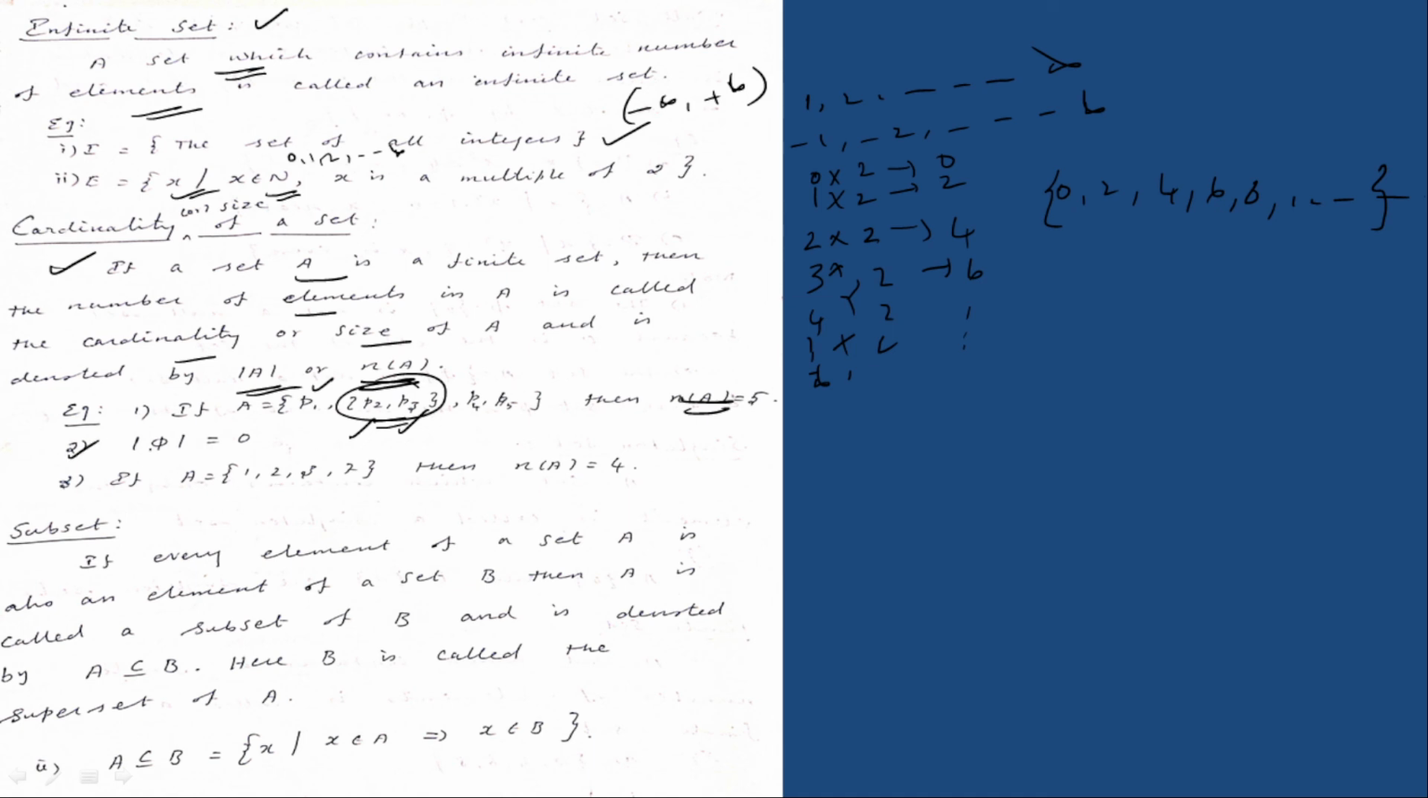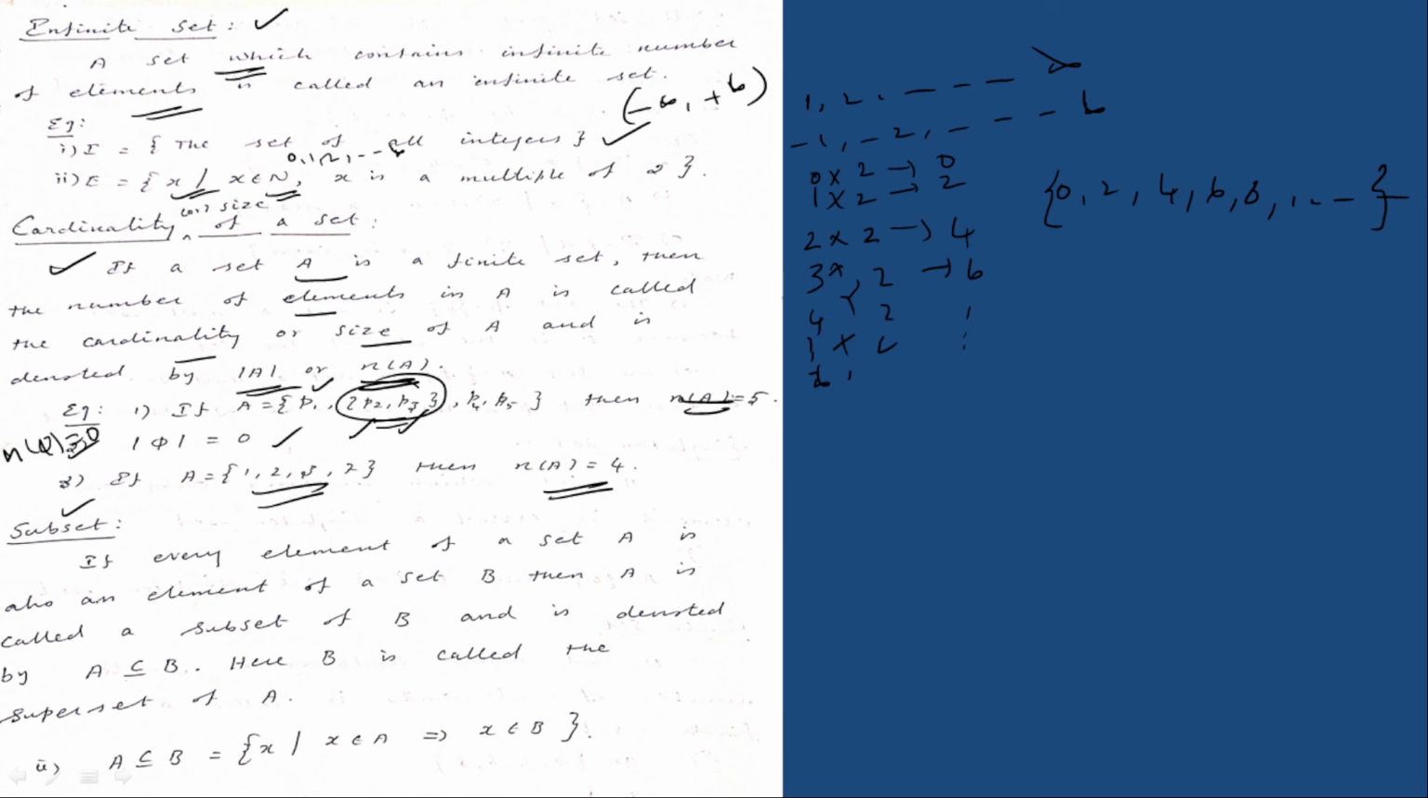Next, |phi|. What is the meaning? |phi| means n(phi). N of phi is also 0. That is, the number of elements in an empty set is nothing, so 0. The third one, if A is equal to the set consisting of {1, 2, 3, 7}, then n(A) is equal to the number of elements here: 4 elements, 1, 2, 3, 4. So n(A) is equal to 4.